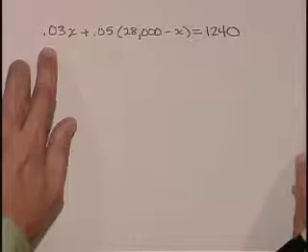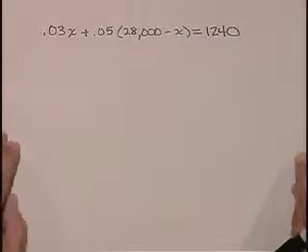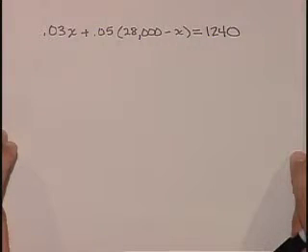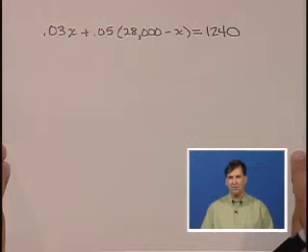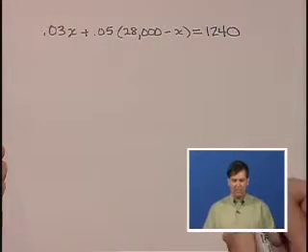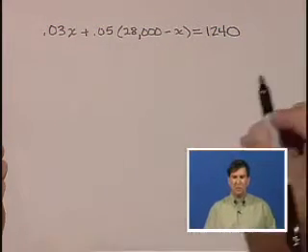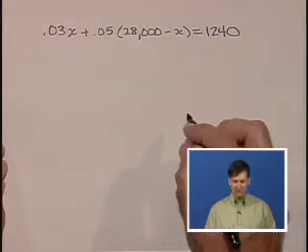So now we'll write that as an equation. We have 0.03x, which is the interest from the amount of money that's at 3%, and we have 0.05 times 28,000 minus x as the interest from the account that's at 5%. And when we add those two amounts together, we should get the total interest, which is $1,240.